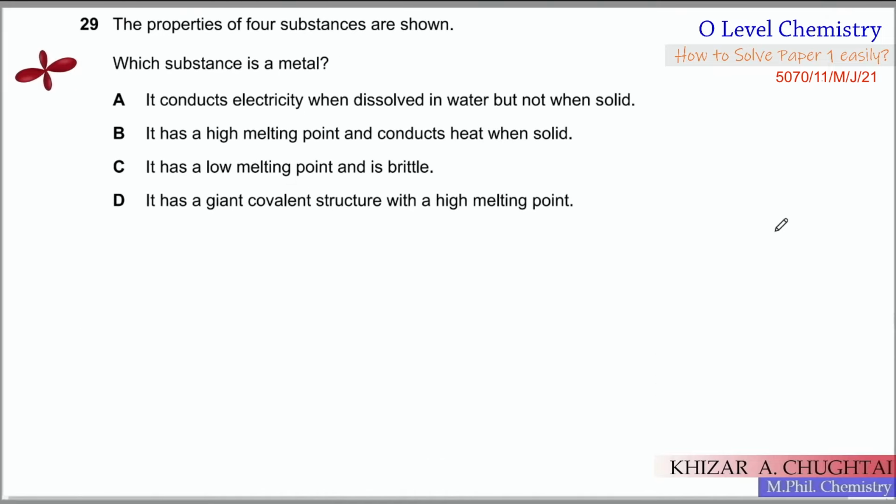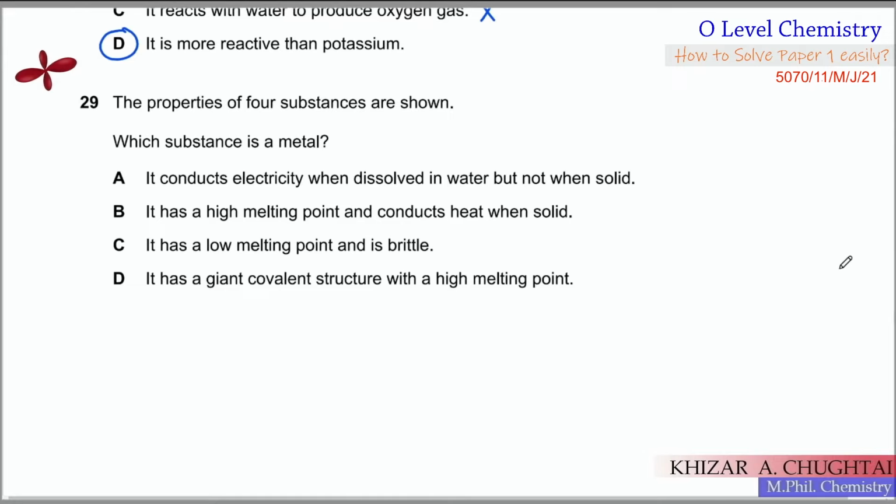The next one is 29, you can say. Properties of the 4 substances are shown. Which substance is a metal? It conducts electricity when dissolved in water, but not when solid. No, it's wrong. A metal has conductivity equally in both states. It has a high melting point and conducts heat when solid. Yes, it is true. It has a low melting point and is brittle. No, it's not true. It has a giant covalent structure. No, it's not true. Once again, it is confirmed that B is the correct option.